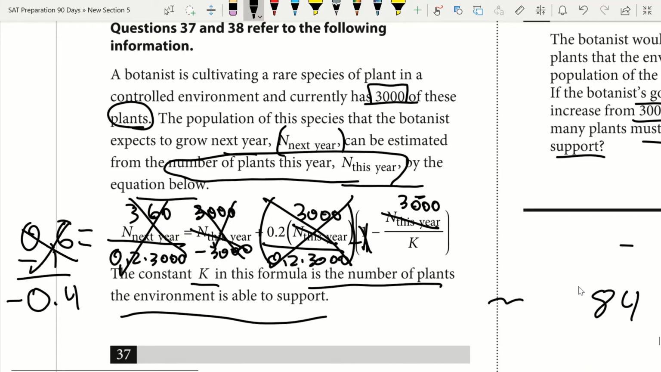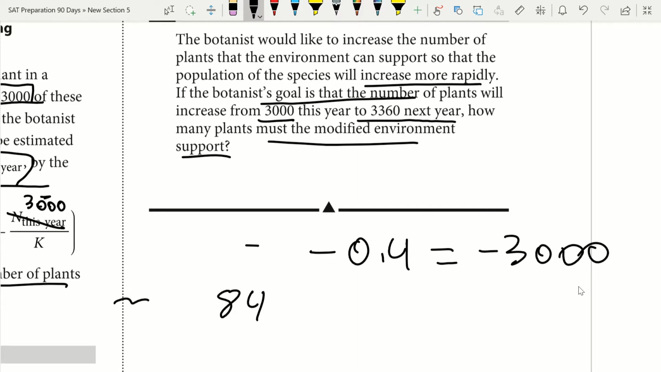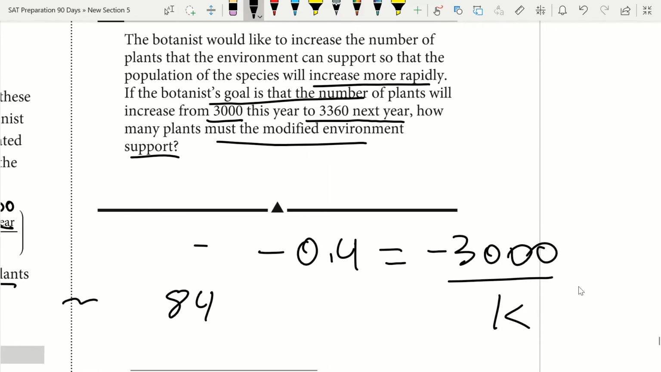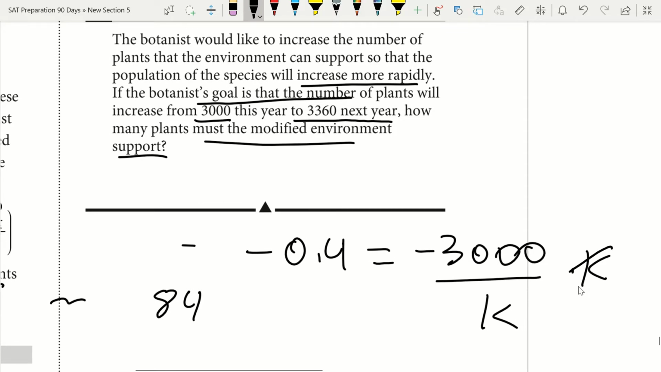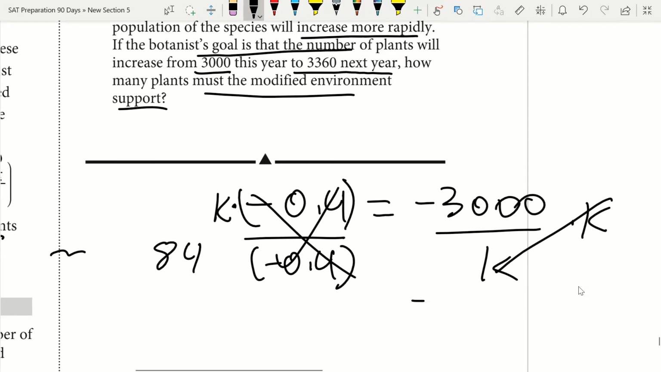So now I've got negative 0.4 is equal to negative 3,000 over K. At this point I'm going to have to multiply each side by K. Now we've got K times negative 0.4. At that point I divide by negative 0.4 to solve for K. Now I've got negative 3,000 over negative 0.4.